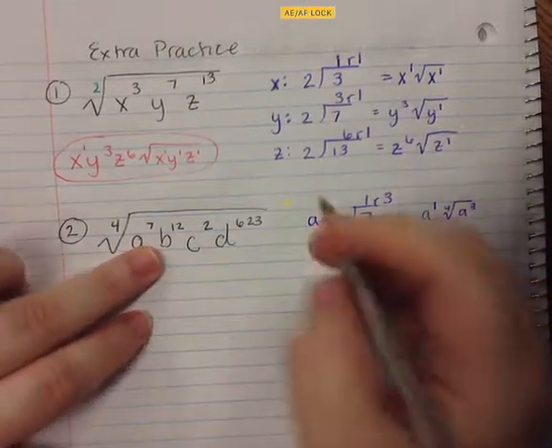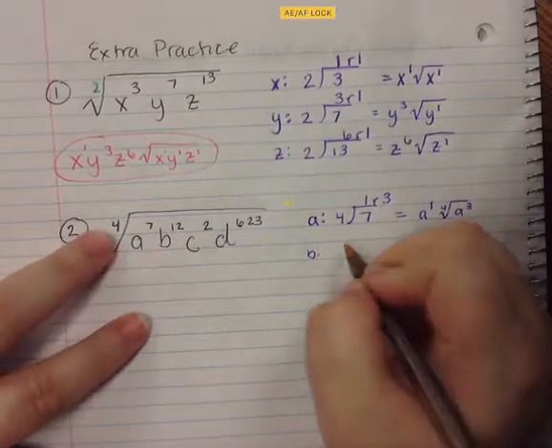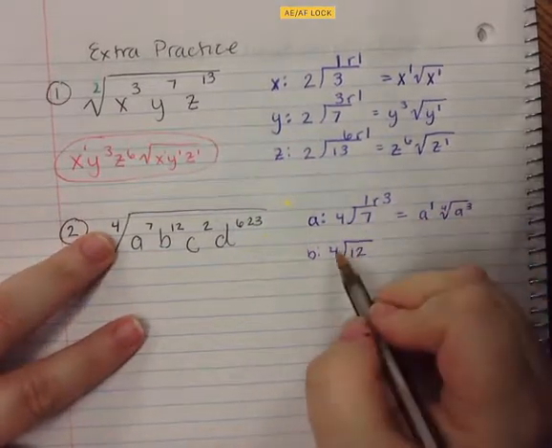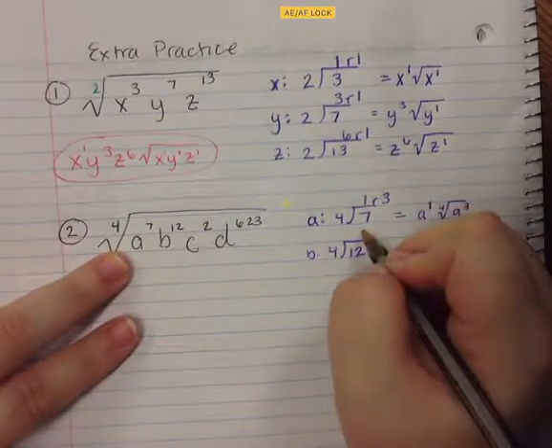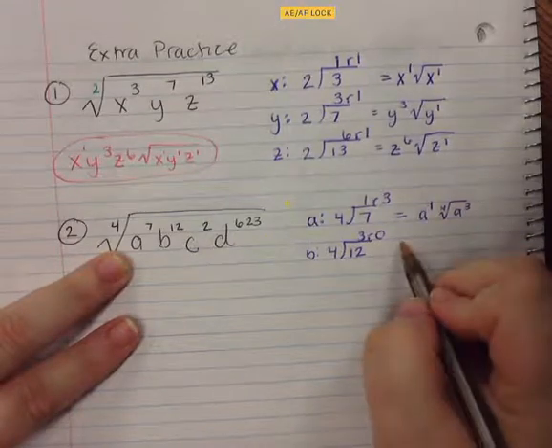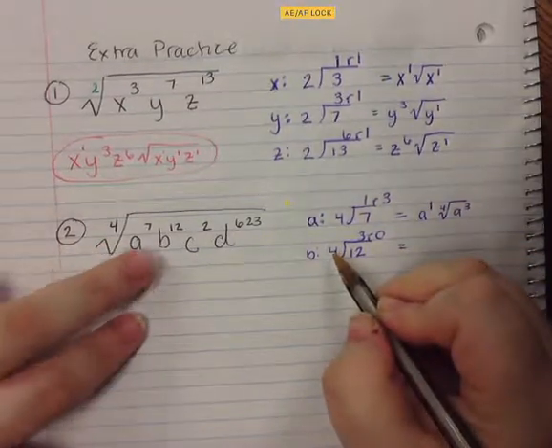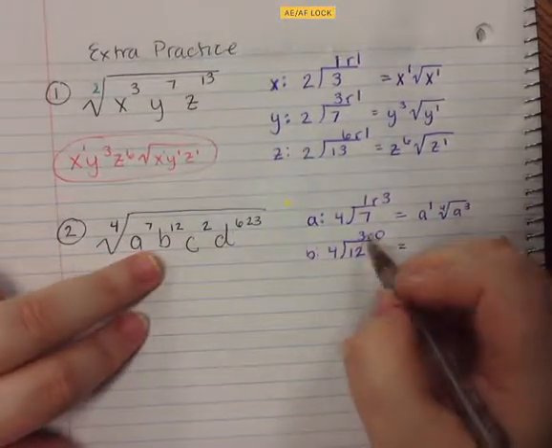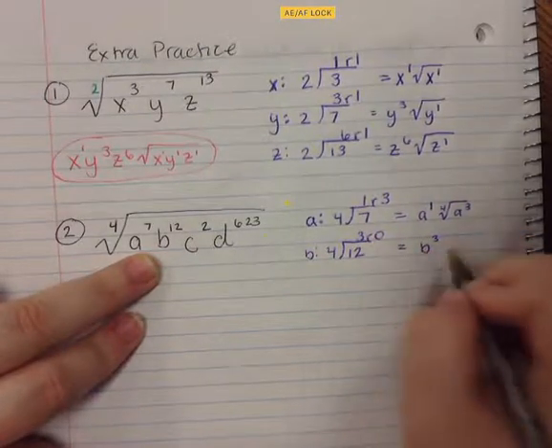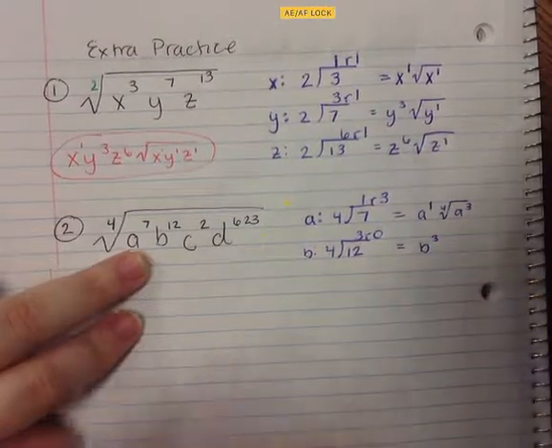Now I go to B. Again, our index is 4. It goes into 12. So 4 goes into 12 3 times with the remainder of 0. So what that means is we have B raised to the third power as our coefficient. We have no remainder, so that means I do not have a radicand for the B.